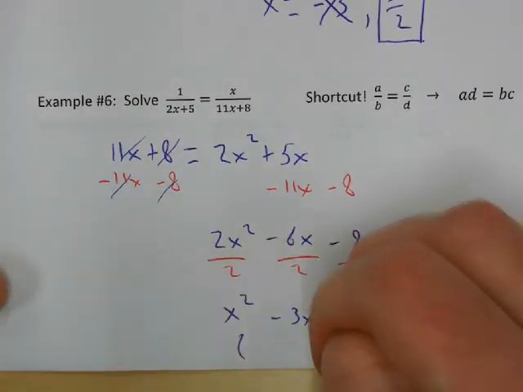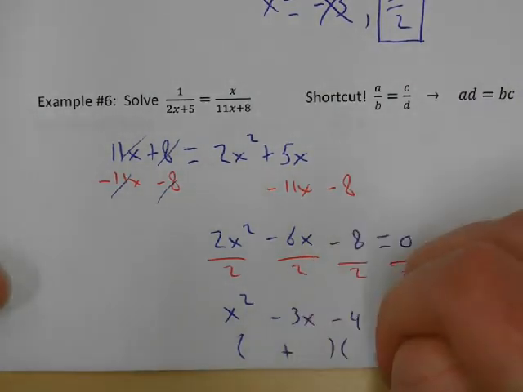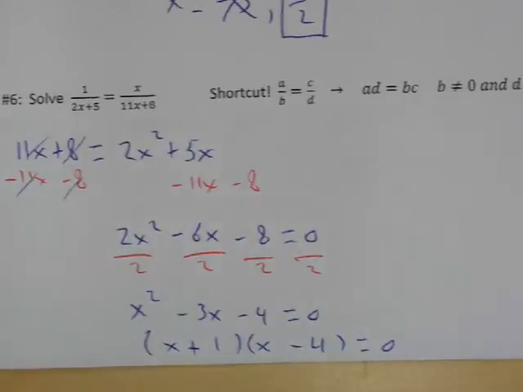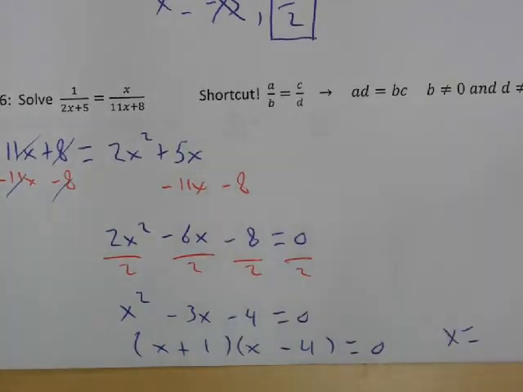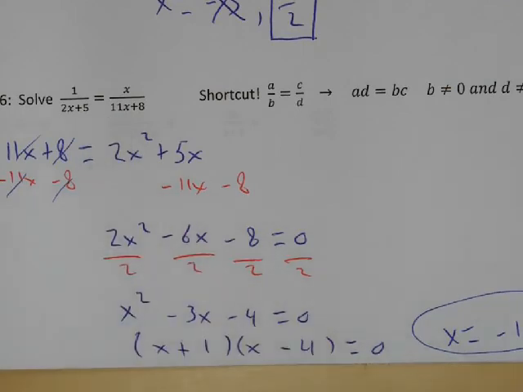So then we get, when we factor this thing, let's see, our signs are going to be different. So plus and minus, got to have x and x to get x squared. And then what multiplies to 4 has a difference of 3? 4 and 1, the bigger one's negative, so minus 4 plus 1. Okay, so then finally we get our answers of x equals negative 1 and positive 4. Do both those answers work? Sure. Neither of those are going to make these fractions come out 0.